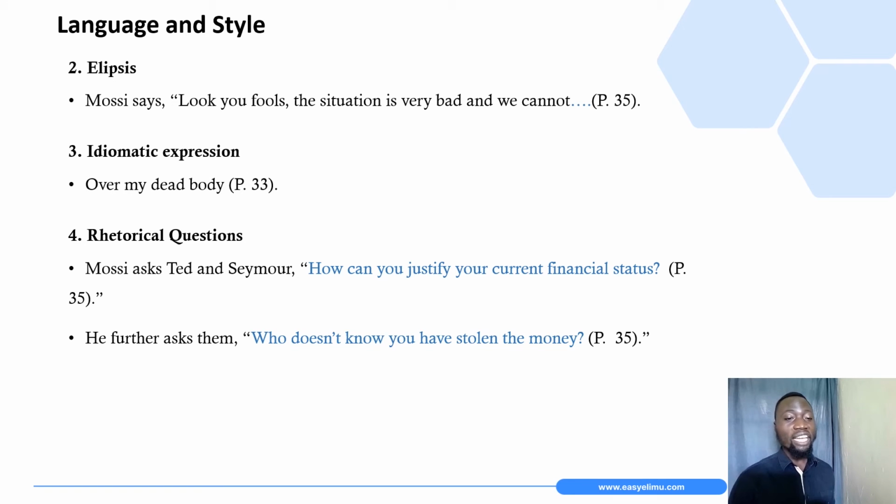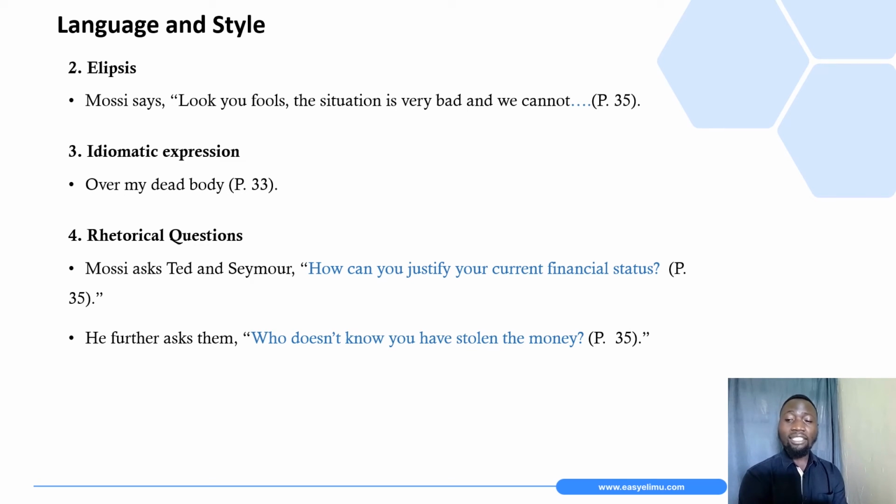So that is over my dead body, an idiomatic expression. Then the next we have got is use of rhetorical questions. Just like we had mentioned earlier, remember we said that these are questions that do not need responses. So they are just used to create some emphasis in our speeches, or maybe in any literary work. So Mosi asks Ted and Seymour, how can you justify your current financial status? So that is on page 35.